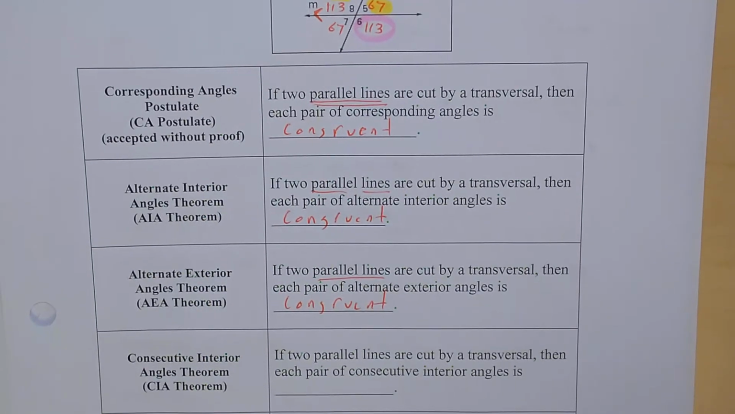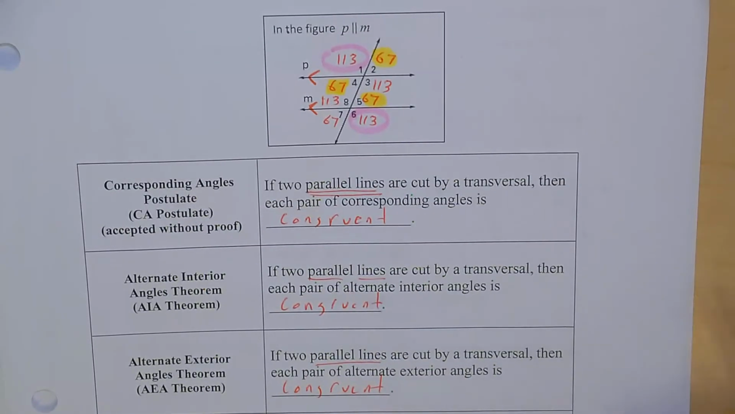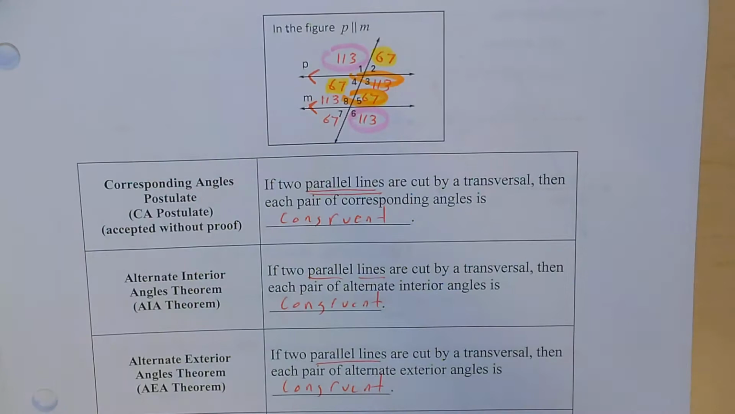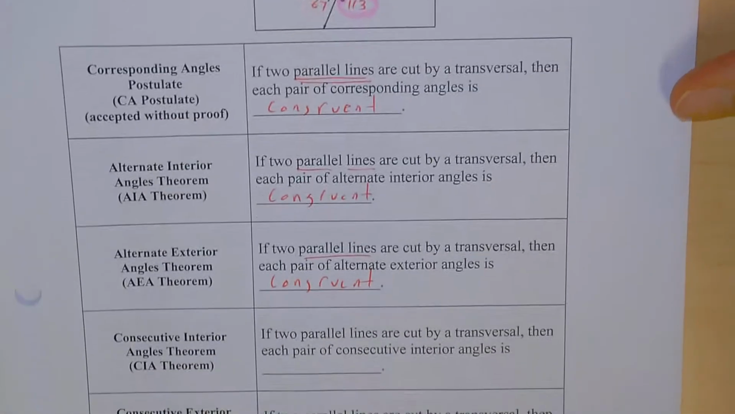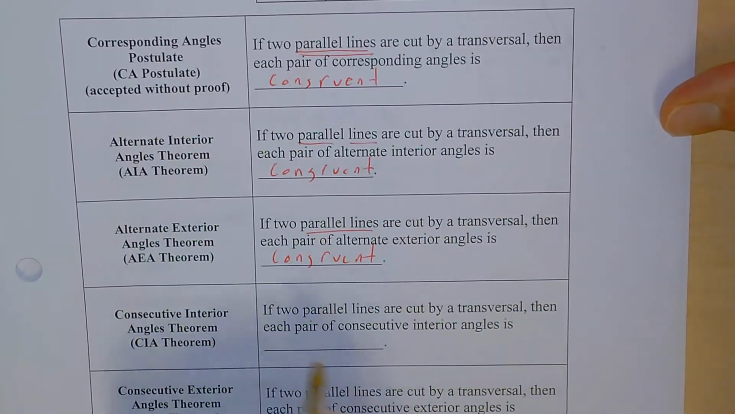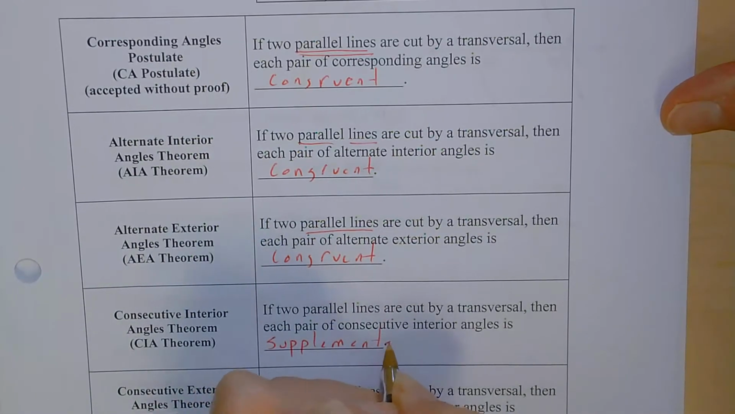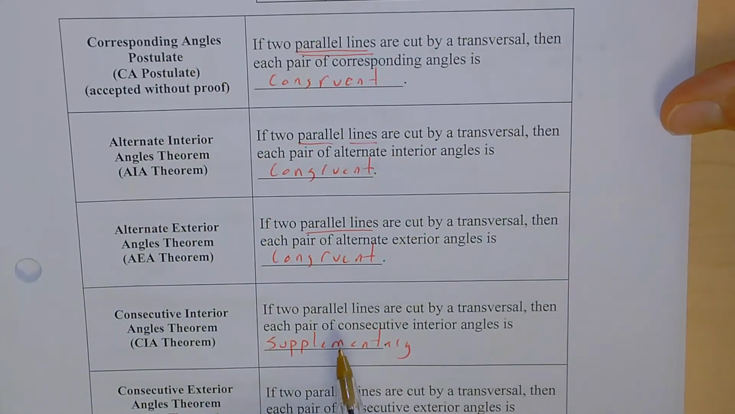Now we're going to look at the consecutive interior angle theorem. So let's look at consecutive interiors. Something like number 3 and number 5 would be consecutive pairs. Are those congruent to each other? No. So if you got going too fast and you wrote congruent for all of these, stop right now and erase this. This should say supplementary. So consecutive angles are not congruent. They are supplementary if, again, you have parallel lines. So you've got to have parallel lines first.